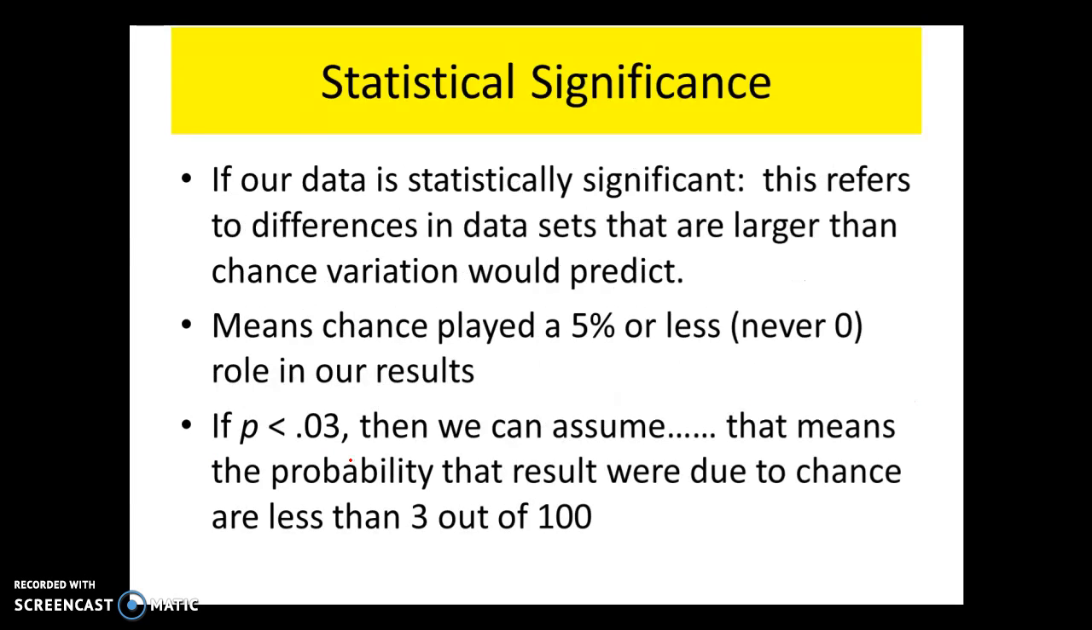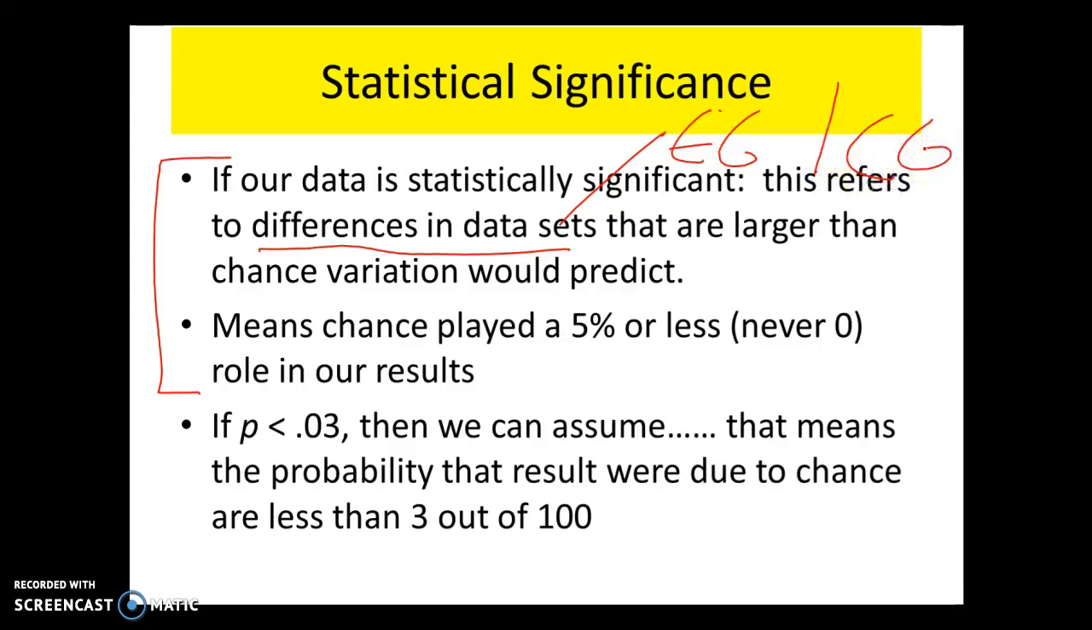All right, welcome back. So here's the answer to that question. Basically, if we do a t-test and we find out that the p-value is 5% or less, this is referring to the differences in our data sets. Remember, the experimental group and the control group, right? Those differences are larger than chance variation would predict, meaning that it is very likely that chance played a 5% or less role in our results.